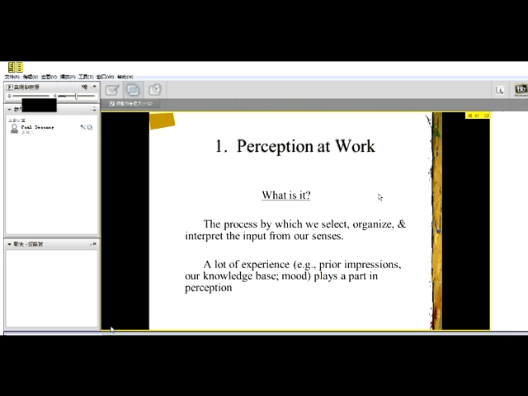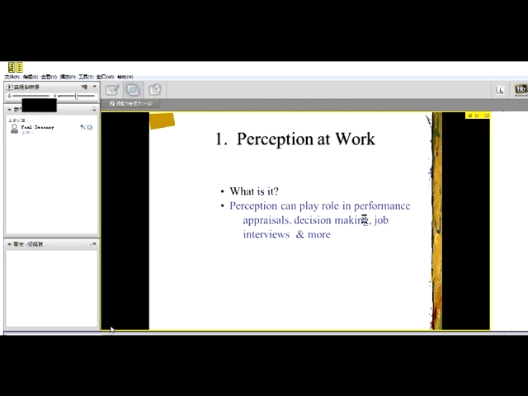So a lot of our prior experience, if you look at impressions that we have of people, they influence our subsequent interaction with them. Even our knowledge base, whether we're fully up to speed on something or not so much, that affects it. What we pay attention to, our mood affects that. There's quite a few things that affect perception. But what I want to convince you of, I hope I'm going to convince you of here, is that perception is really important in the workplace. It affects all kinds of things.